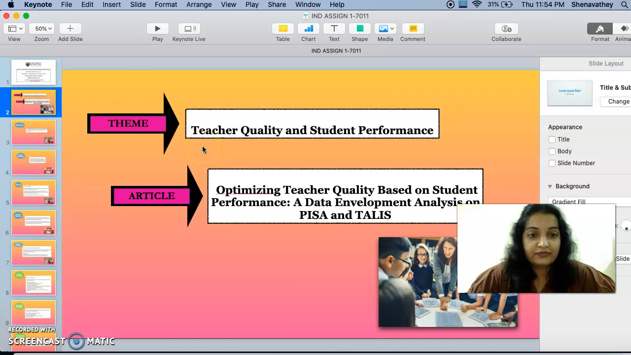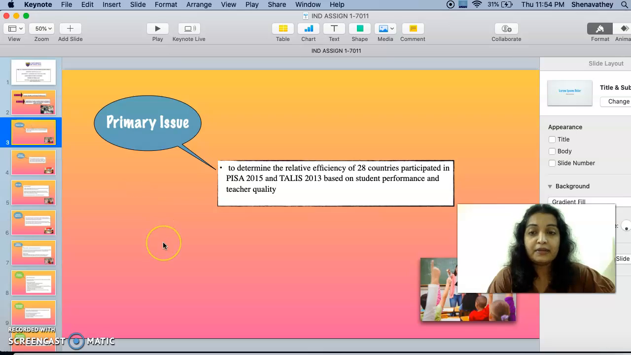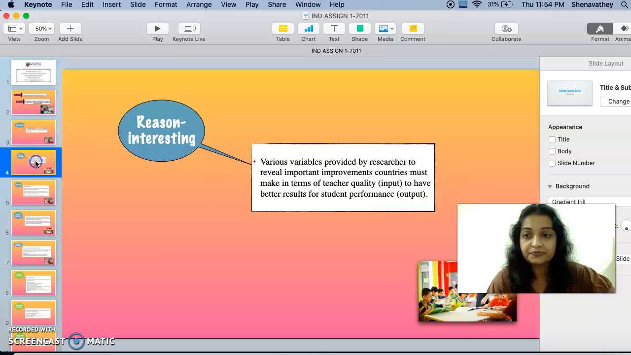The theme that I have chosen is teacher quality and student performance, and my article is "Optimizing Teacher Quality Based on Student Performance: A Data Envelopment Analysis on PISA and TALIS." The primary issue discussed in this research is to determine the relative efficiency of 28 countries that participated in PISA 2015 and TALIS 2013 based on student performance and teacher quality.